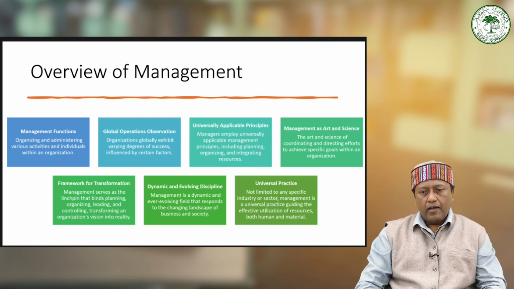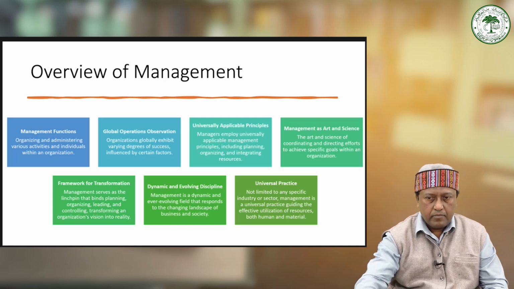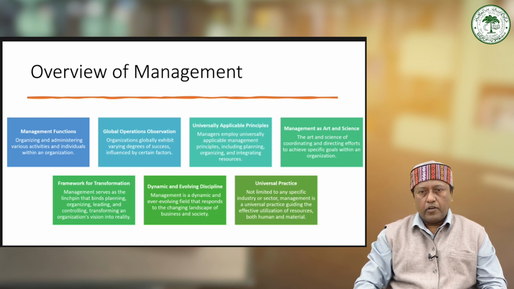It serves as a linchpin that binds together the diverse functions of planning, organizing, leading, and controlling. So, the essence of management is to provide the framework through which an organization transforms its vision into reality.